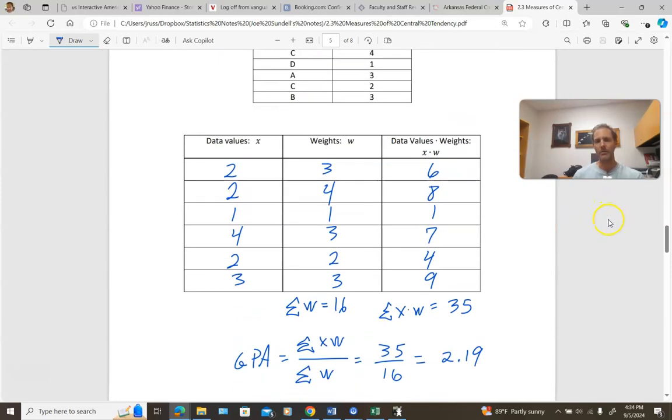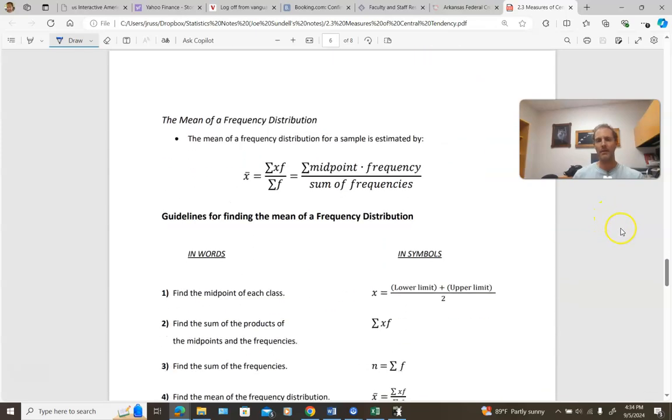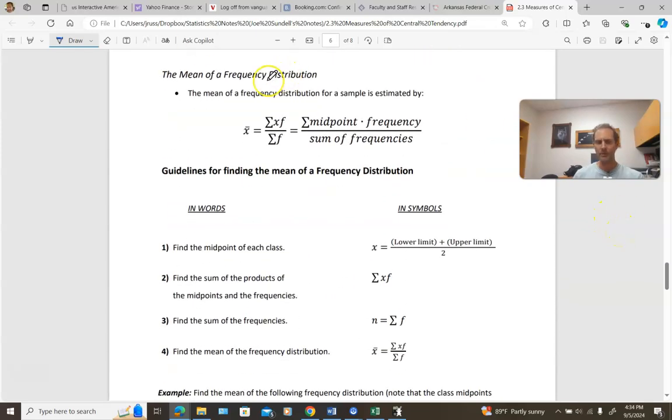So we've looked at a couple examples on how to find the weighted mean. Now we're going to look at an example of how to find the mean for data that's grouped. Like if you had a frequency distribution and you knew how many data values were in each class, but you didn't actually know the data values, you can still find an estimate for the mean. And this is the formula that we're going to be using. It looks very similar to the weighted mean formula.